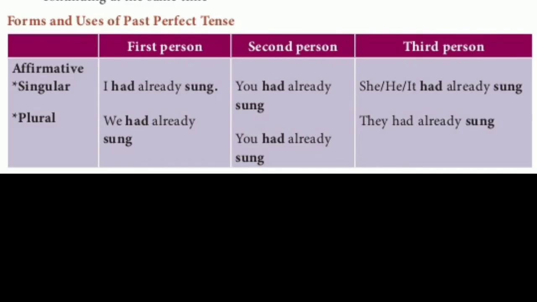Now we are going to see forms and uses of past perfect tense. First person, second person, third person. Affirmative singular. I had already sung. The important word in past perfect is had plus V3. There is verb 1, verb 2, verb 3, right? So had is a must. I had already sung. Second person, you had already sung. Third person, she or he or it had already sung.